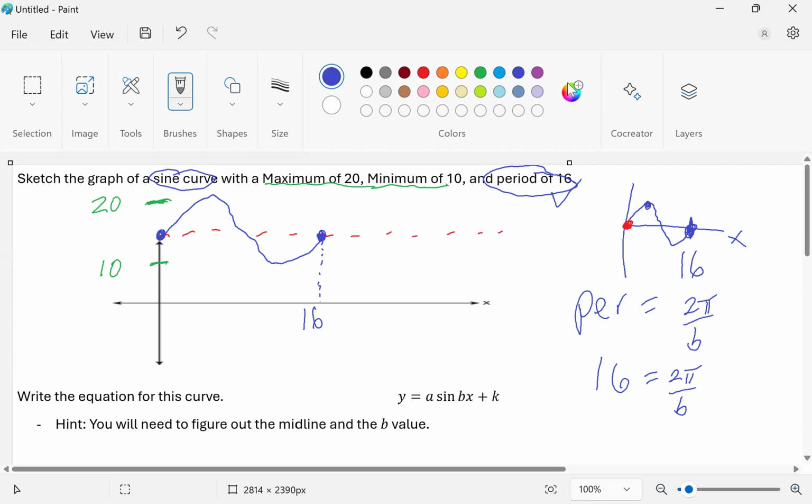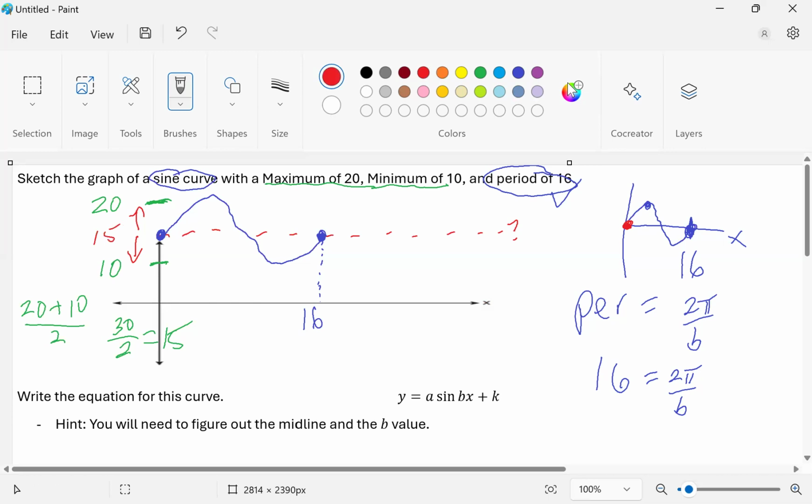Cool. So one other thing that we need to label on our graph is what is the height, what is the y value of that midline? So we know the midline will be halfway between the minimum and the maximum. So we can add the maximum plus the minimum and divide by 2 to find the middle of them. This is the same as finding the midpoint in geometry. So 20 plus 10 is 30 over 2 is 15. So that means we have our midline at y equal 15.